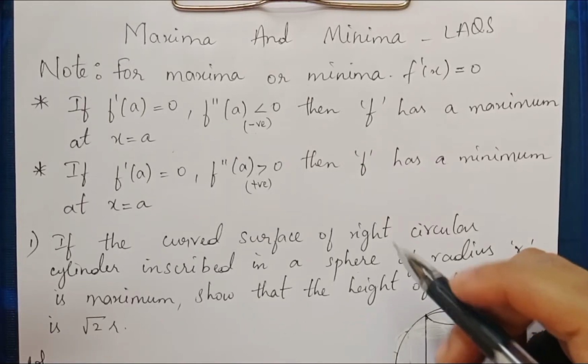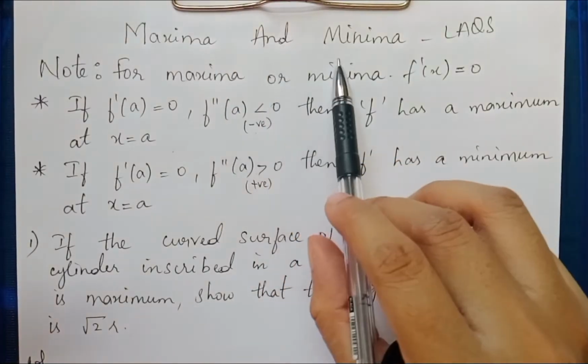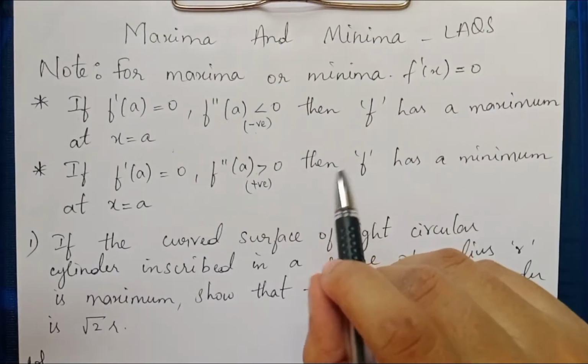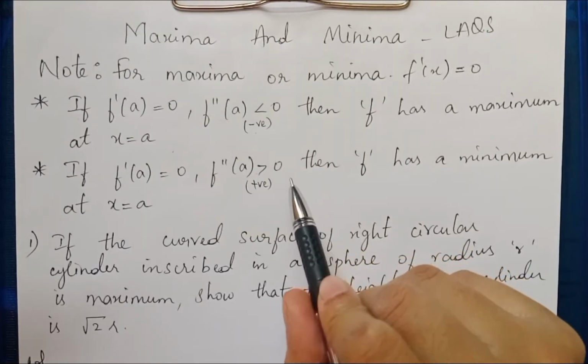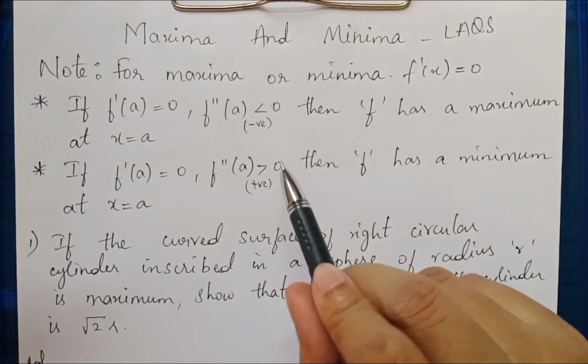Hello everyone. Our next chapter is maxima and minima. From this chapter you will get one LAQ for 7 marks. In order to solve the LAQ you have to remember a few points.